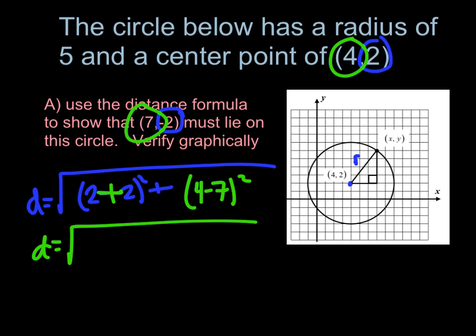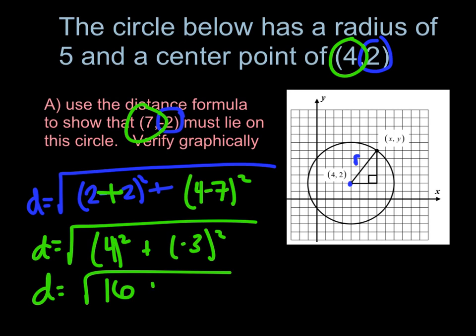Those two make a positive, so I have 4 squared plus negative 3 squared, which gets me 16 plus 9, or the square root of 25, which is just 5. So you might be thinking, how did we just show that that point lies on the circle? Well, they told us that the radius was 5, and we just found the distance between 4, 2 and this random point 7, negative 2, and we got 5. Therefore, we know it's on the circle.